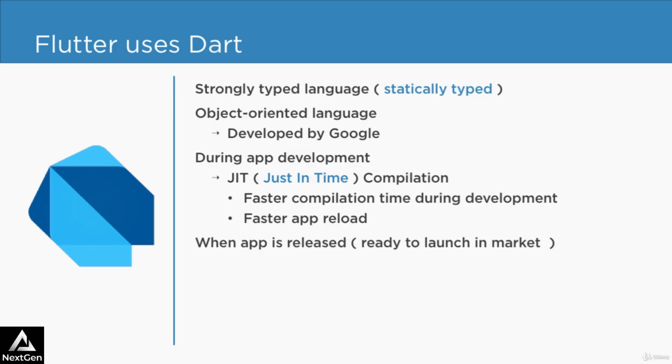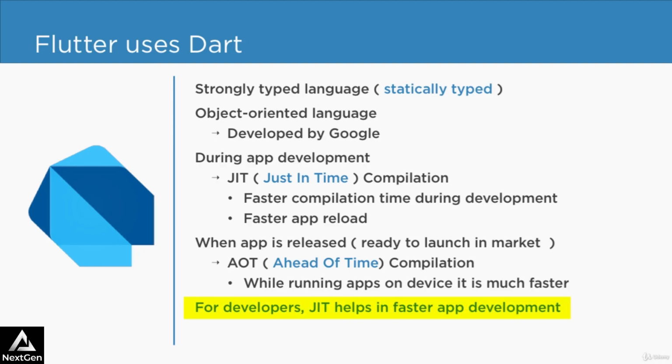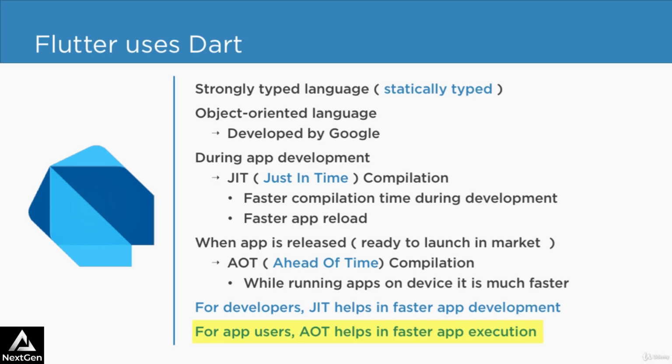Now when the application is ready to launch in the market, Dart supports AOT compilation, that is ahead-of-time compilation. In this type of compilation, while running the application on the device, it is much faster. So for the end user, it simply provides a seamless user experience. So we can say that for developers, JIT, that is just-in-time compilation, results in faster application development. Now when the development is over, for the end users, AOT provides faster application execution at runtime. So it's a win-win situation for both developers and application users.